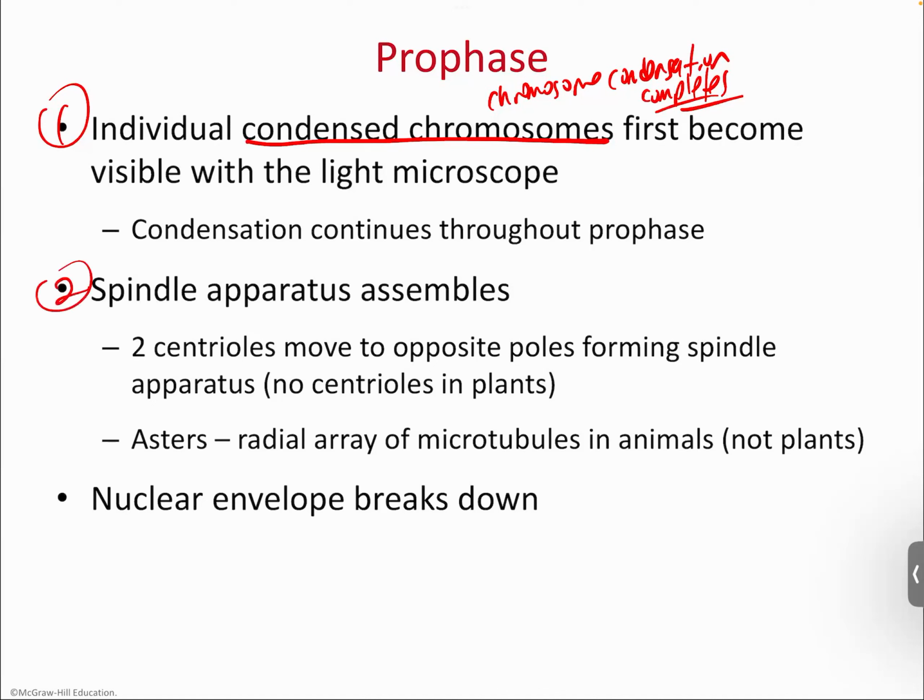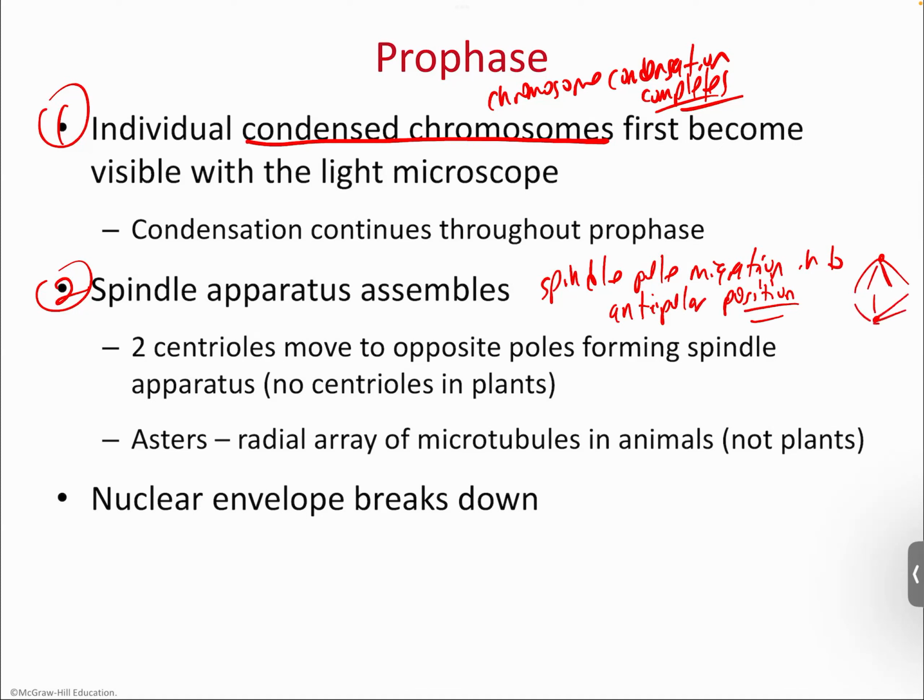Then not only did your spindle duplicate in G2, but now what you get is migration, right? So now you get spindle pole migration. And the spindle poles are going to migrate into their antipolar position. Right, so you're going into this sort of antipolar position where you have all of your microtubules kind of going out from your two spindle poles, right? That's kind of what you're going for.